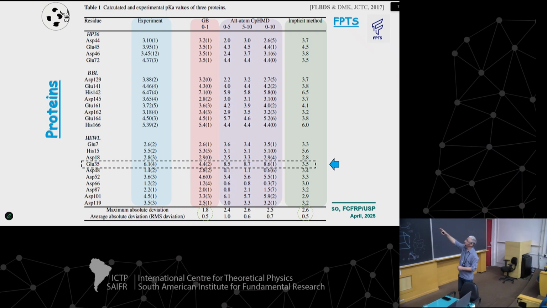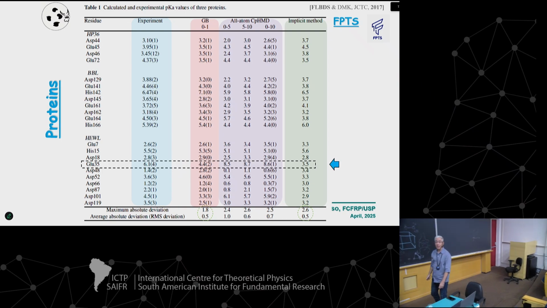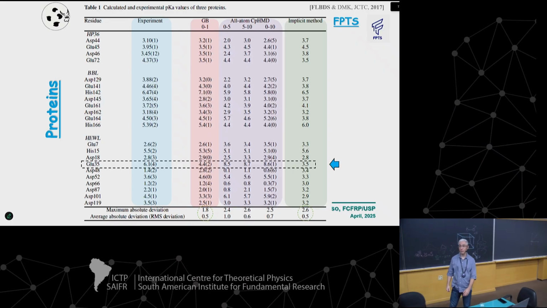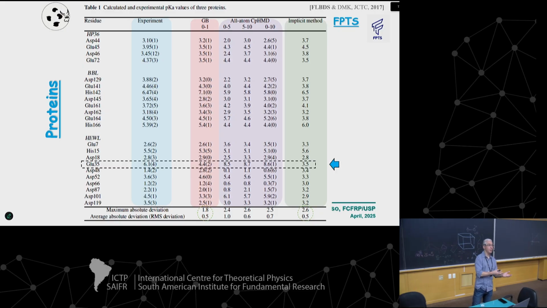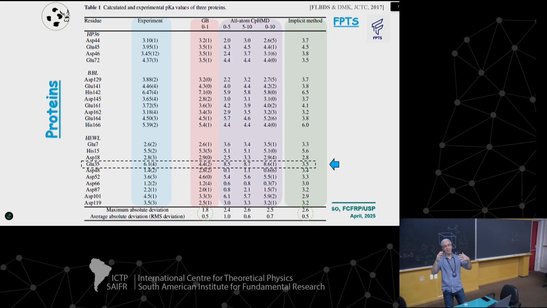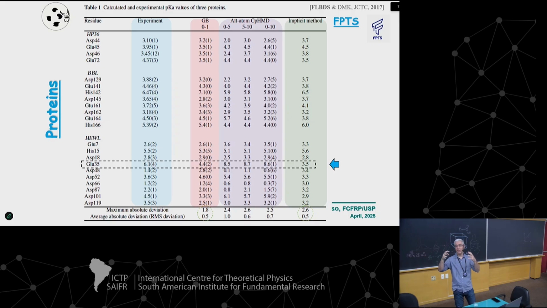As you can see here, this GLU35 from lysozyme gives trouble to all the methods, either under or overestimating it. And it's probably related to the fact that we are using that phenomenological description where we are assuming that the environment is just changing part of the things and not the whole thing.